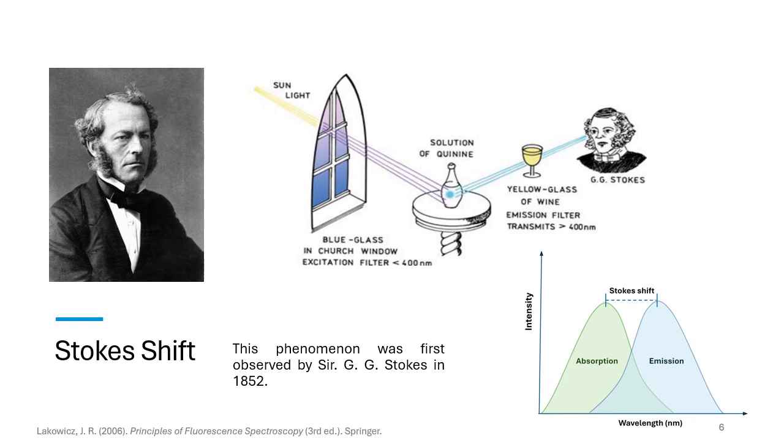So what is this yellow glass actually doing? It is blocking the light having wavelength below 400 nanometer and selectively allowing the light above 400 nanometer. So from this experiment, the shift in the wavelength was easily understood by Sir J.J. Stokes.